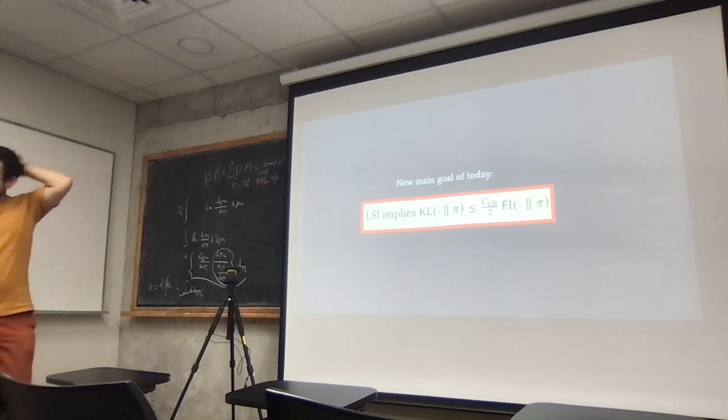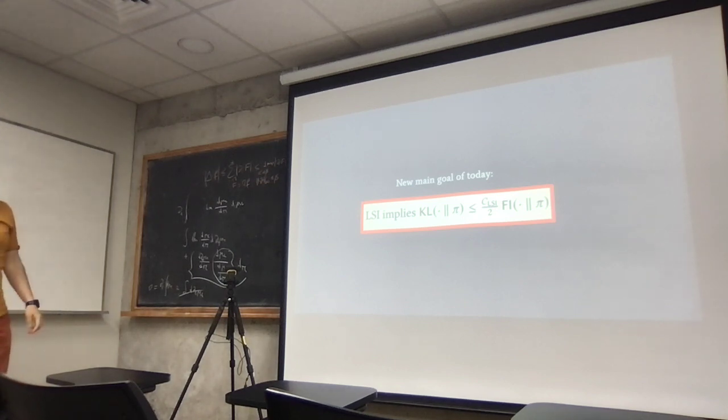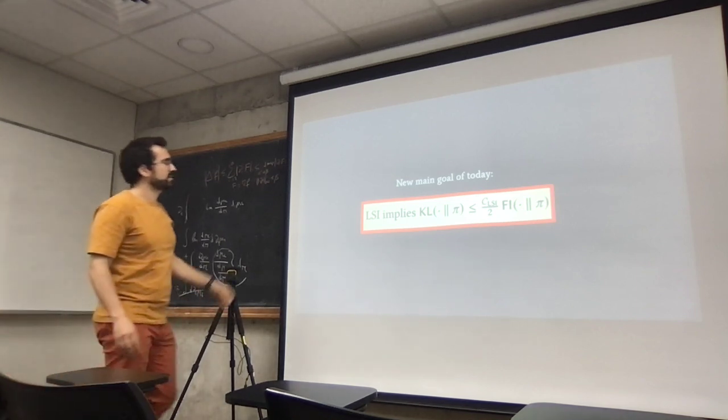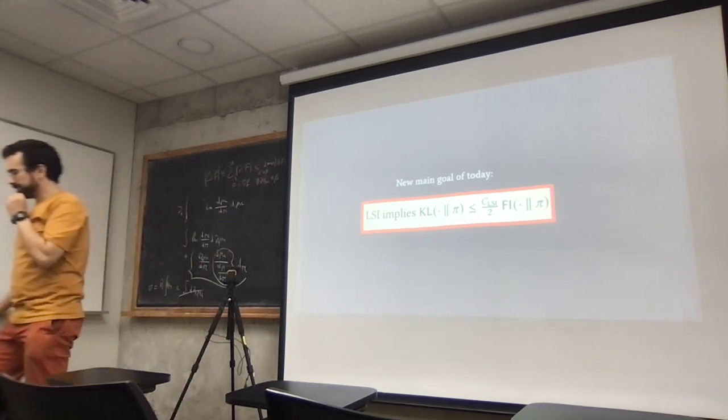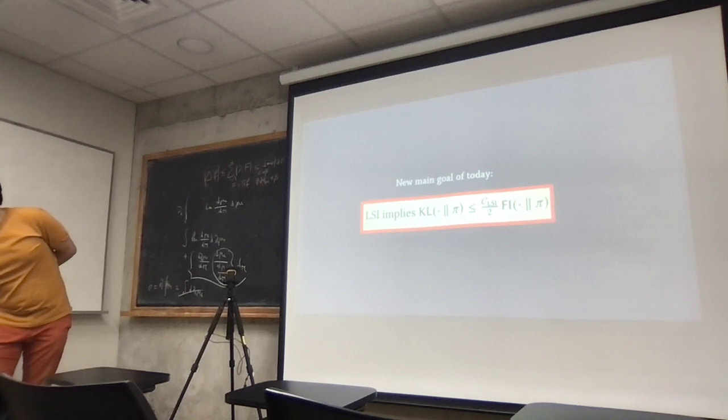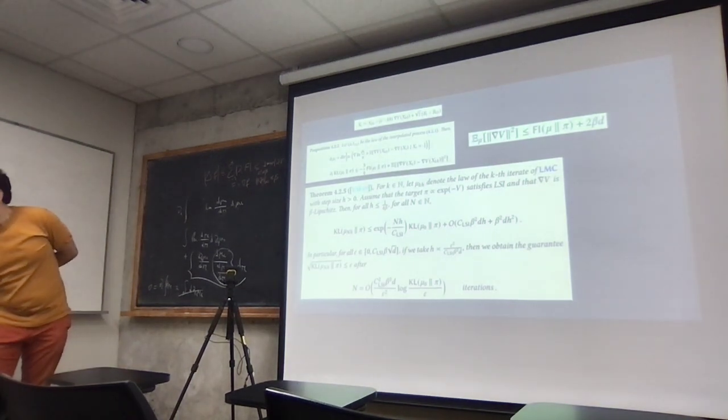And so now the main goal is to understand what is behind here: when does the KL get controlled by the Fisher information? So basically hidden in here was that here I have a KL.